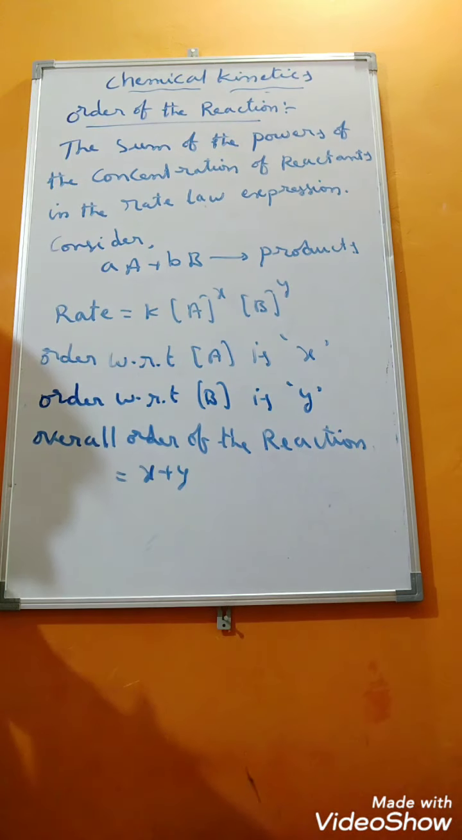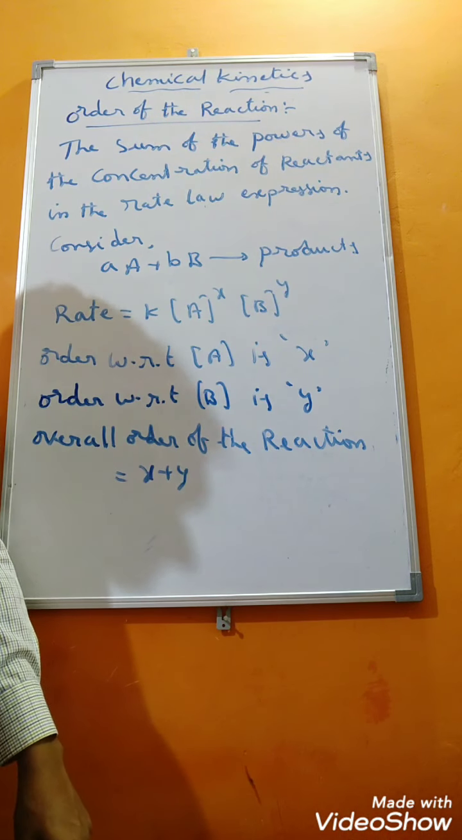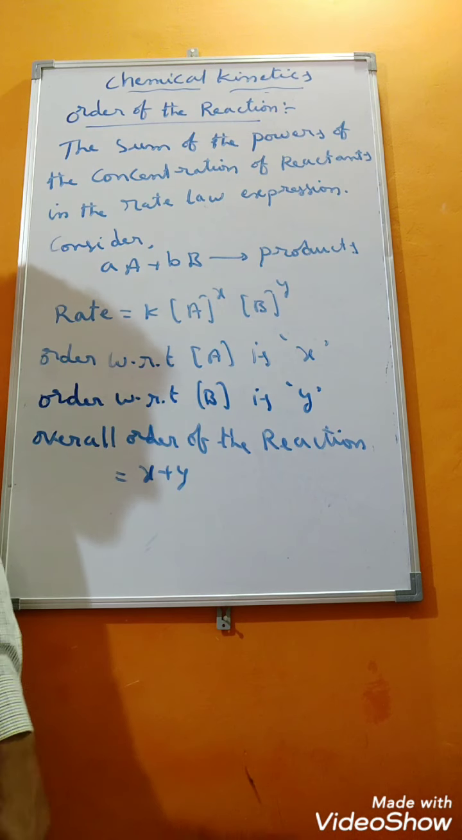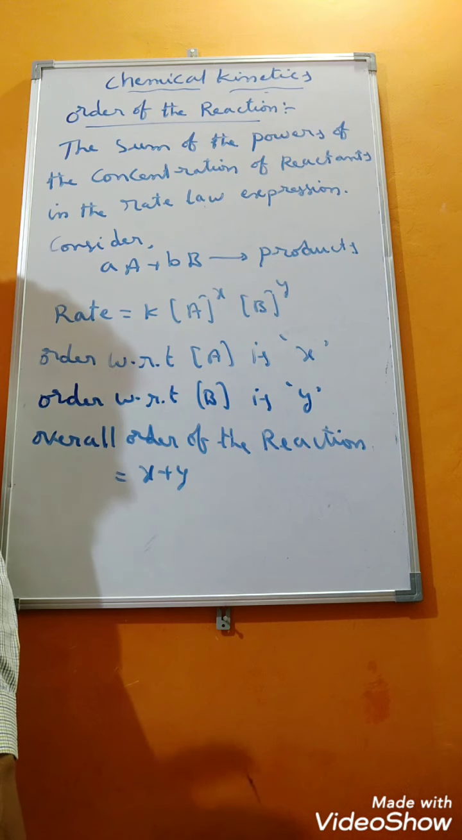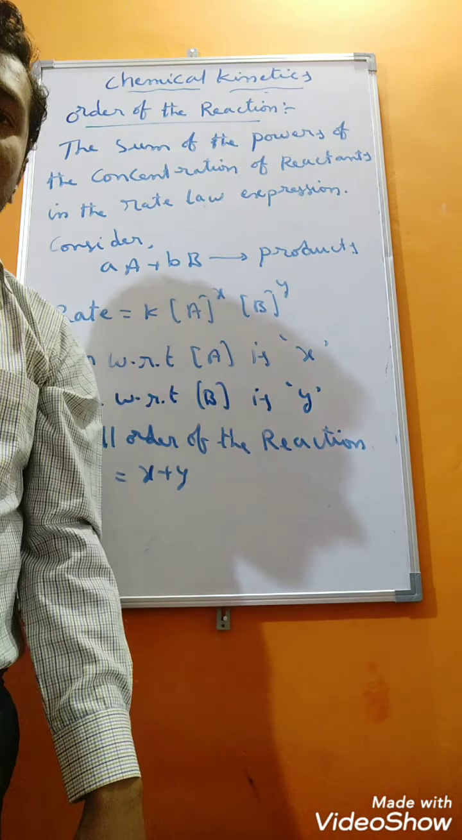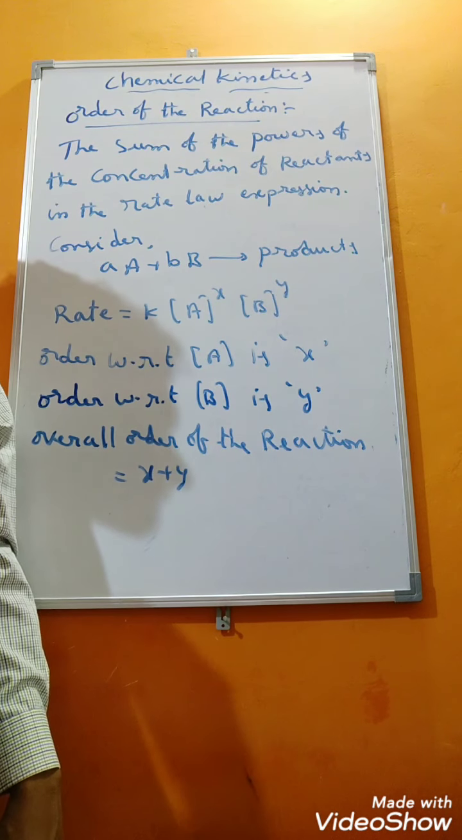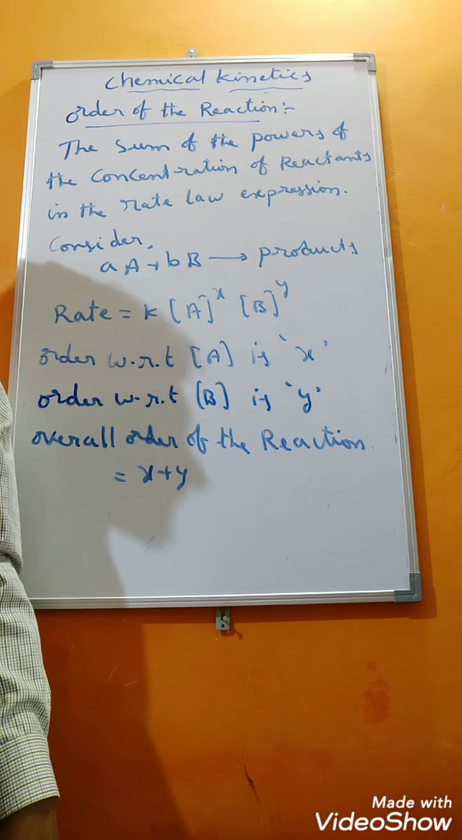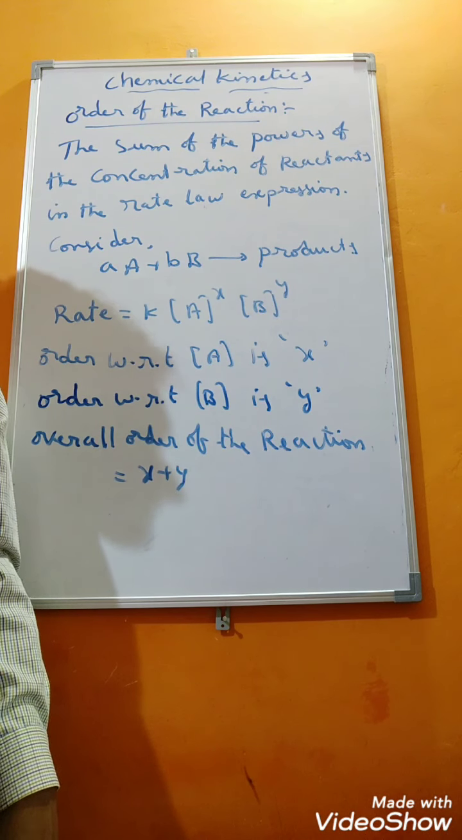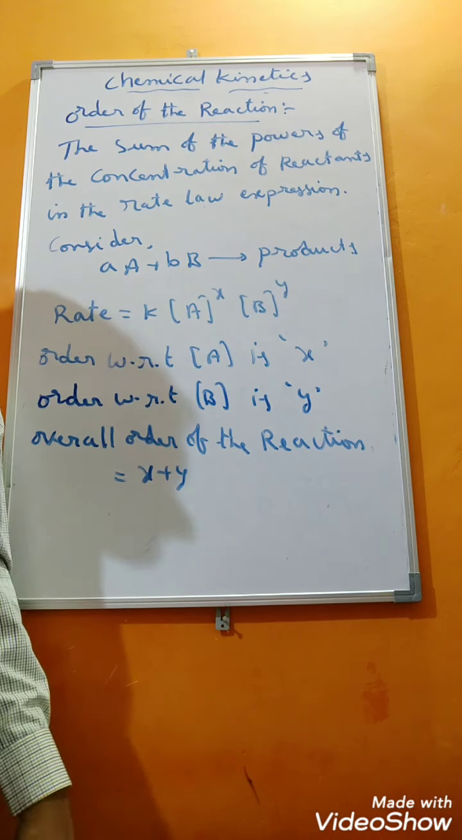So based on this, what can we say? A balanced equation never gives a true picture of how a reaction takes place, since rarely does a reaction get completed in a single step. If the reaction completes in a single step, by looking at the equation we can say the order of the reaction. A reaction which completes in a single step is called an elementary reaction. In the case of elementary reactions, we can say the order directly.